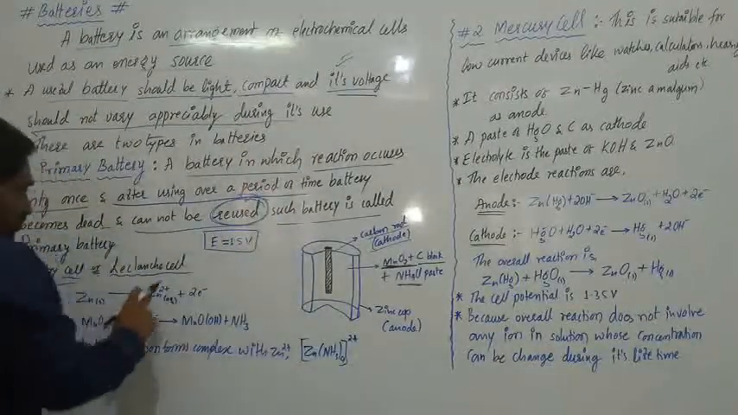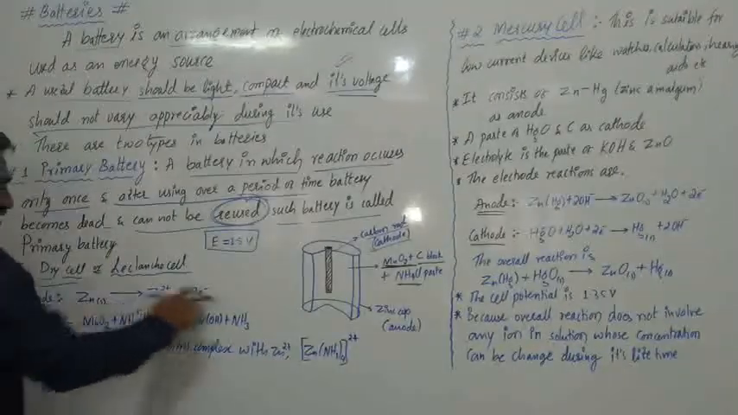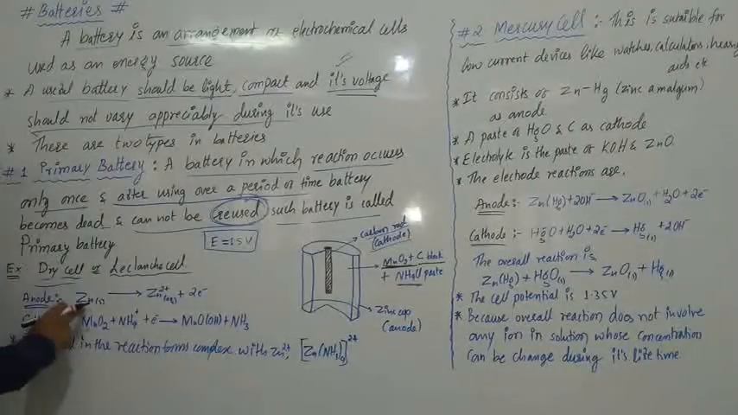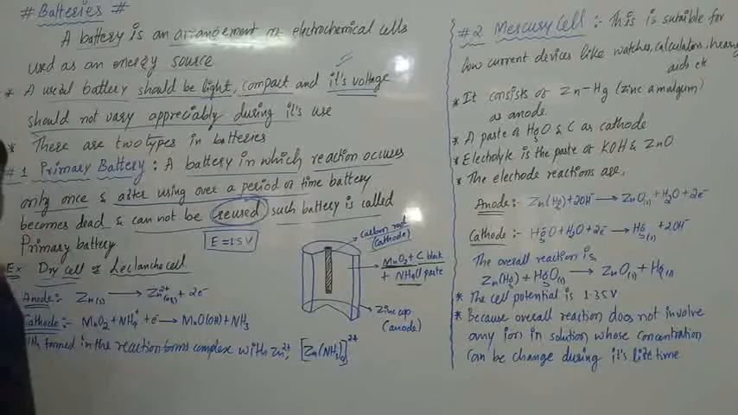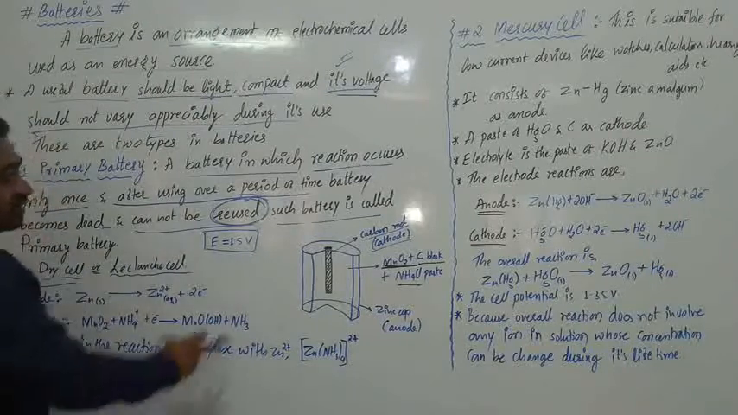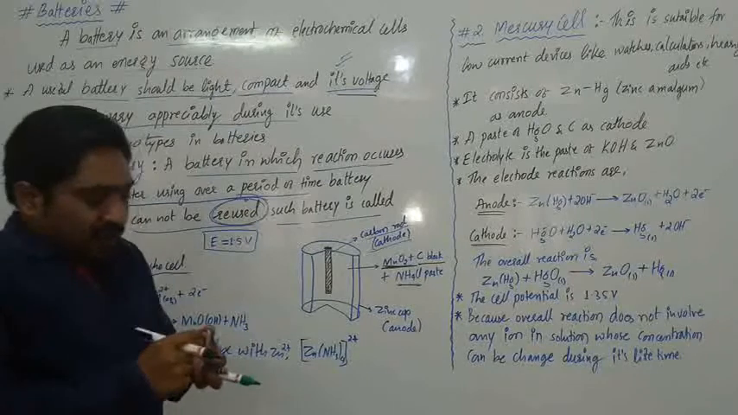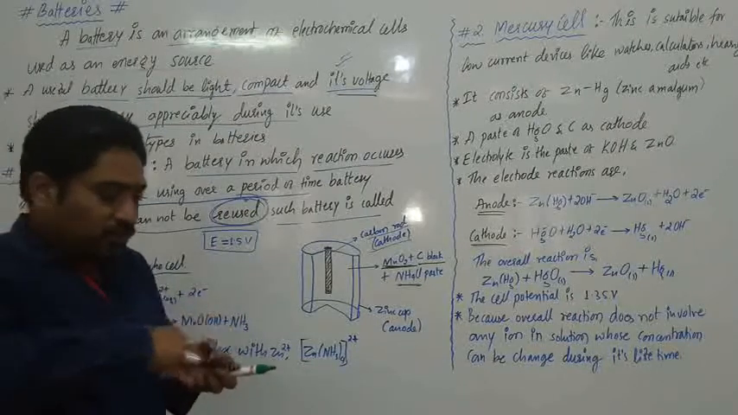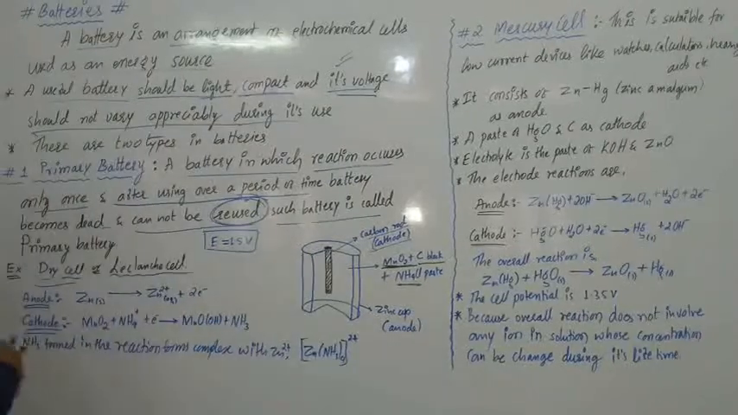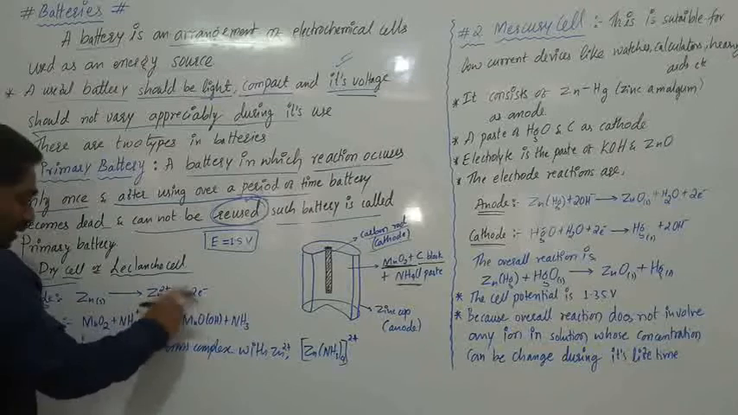See here, the chemical reaction taking place at the anode is that zinc is oxidized. Do you remember, at the anode oxidation always takes place. So the zinc is oxidized at the anode, around the zinc surface. Zinc is present, and zinc undergoes oxidation. Zn gives Zn2+ and 2 electrons.